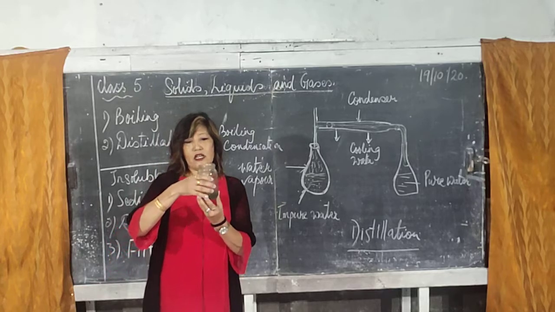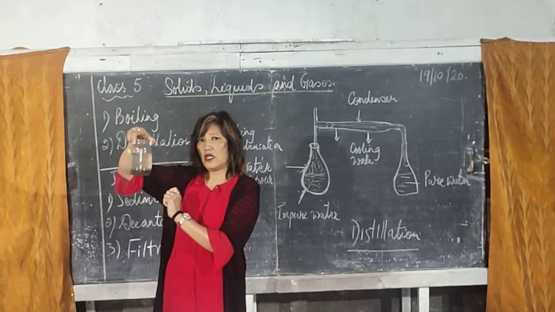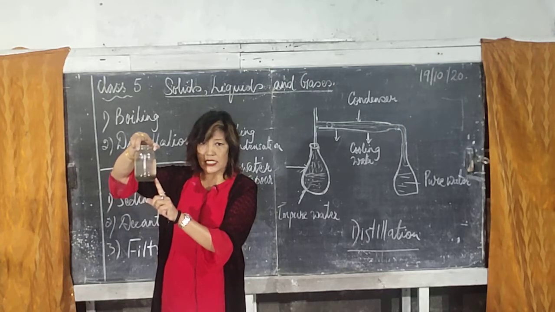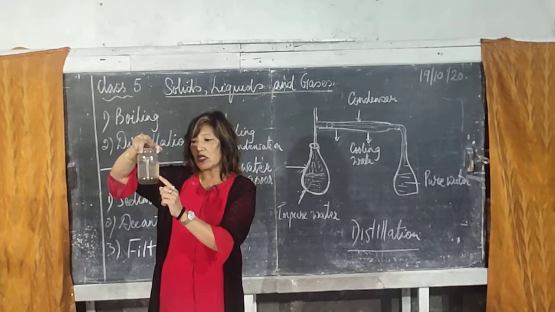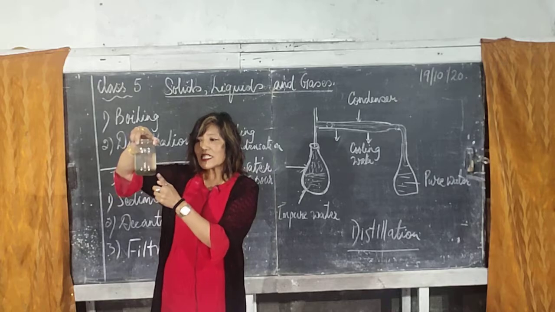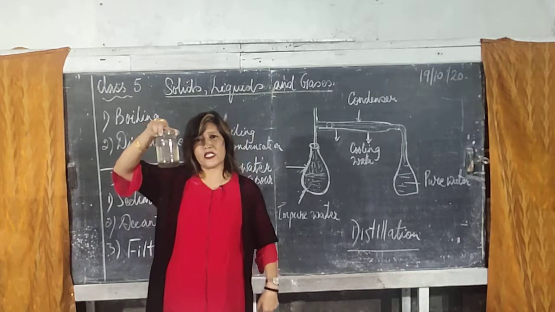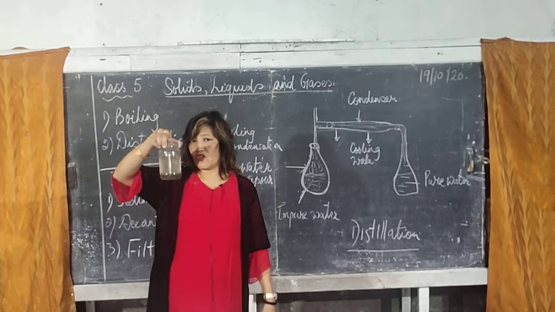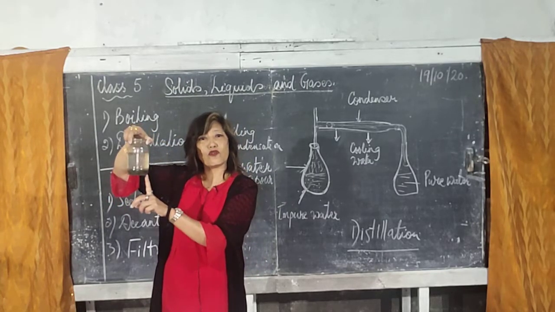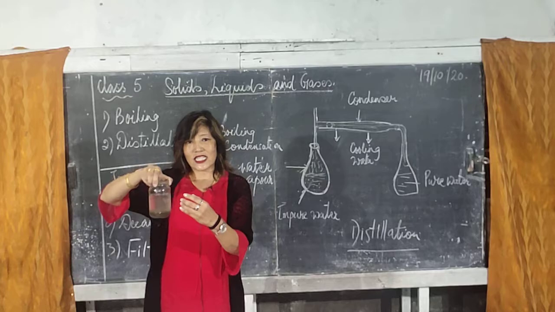What I have done here is a bottle. I have mixed sand and water. Now sand is a solute, water is a solvent, and sand is an insoluble substance. So when you add sand and water, that sand will settle down at the bottom of the container. The process of settling down of insoluble particles at the bottom of the container is called sedimentation. So this is the first stage. Then after the insoluble substances settle down at the bottom of the container, you will follow the next step.